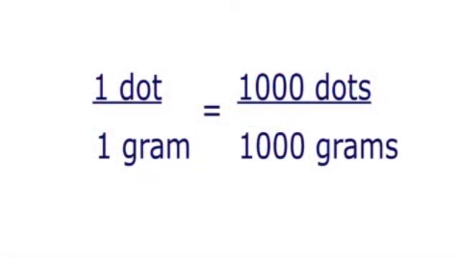Let's pretend you want every pint to contain 1,000 dots. If one dot weighs 1 gram, then 1,000 dots weighs 1 kilogram. Problem solved. There's no need to count out every single little dot. All you need is a scale. This is how chemists keep track of atoms, by measuring weight and using the mole.